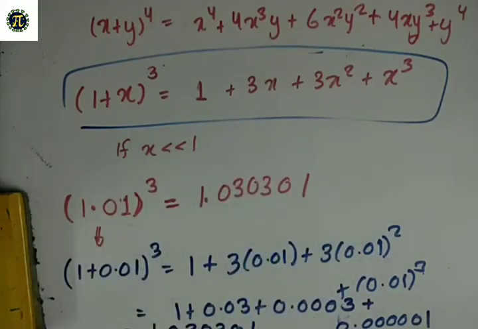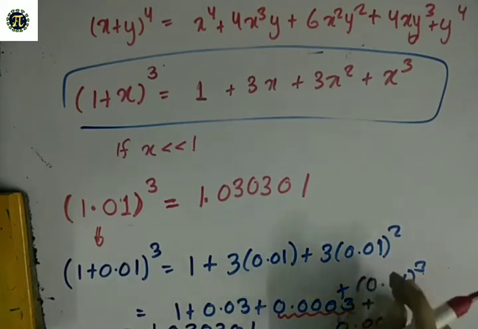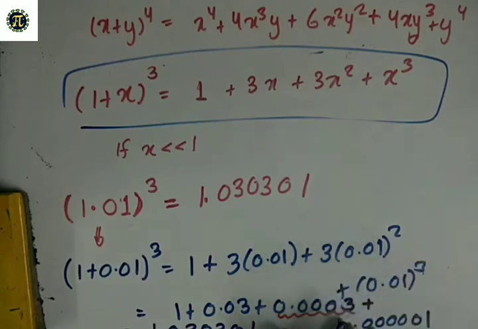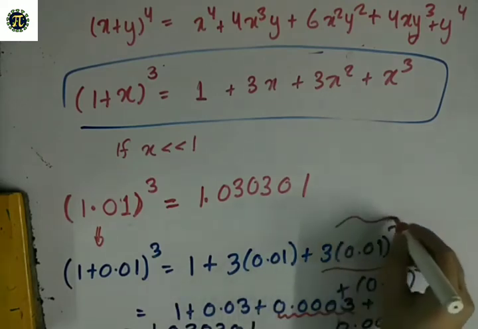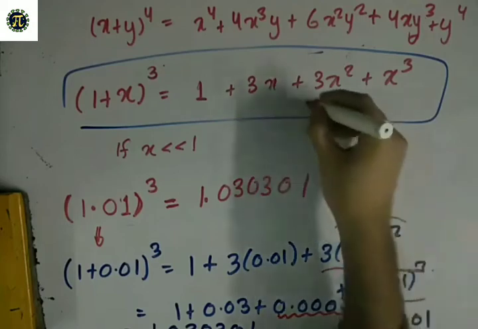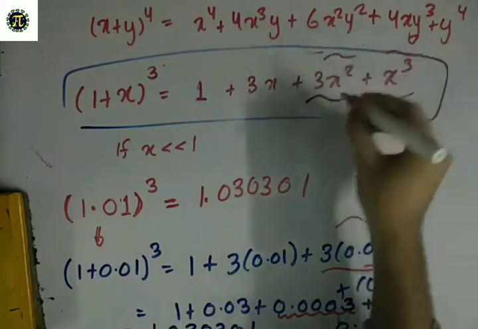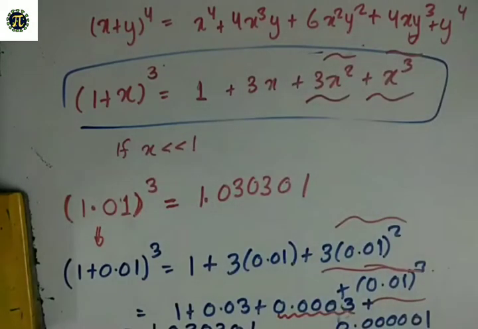But let's see. As you can see, the third and the fourth term are very, very small, and that is because 0.01 whole square was very, very small. It was 0.0001, and 0.01 whole cube was even smaller. So what this approximation is trying to say is you can neglect these terms.